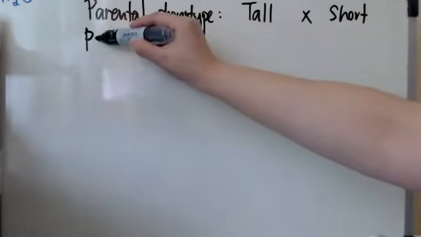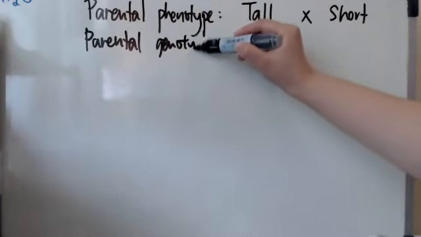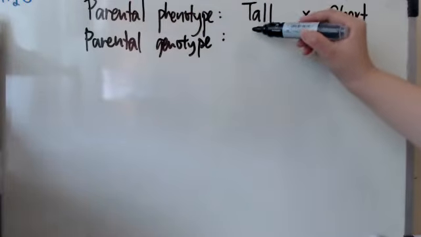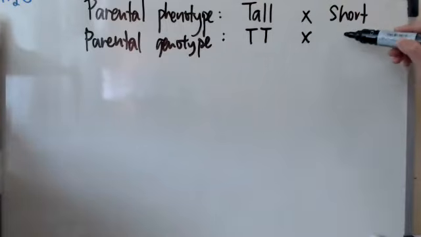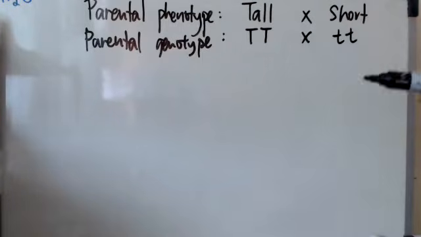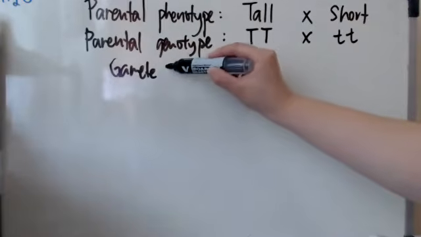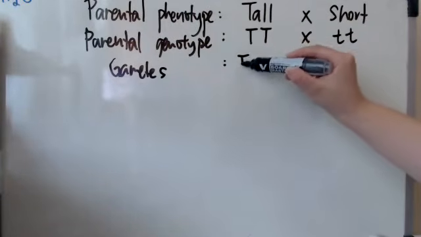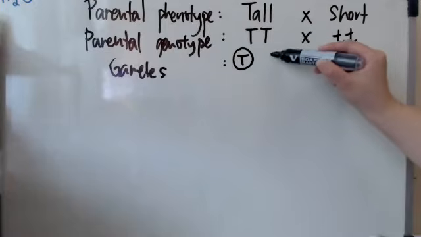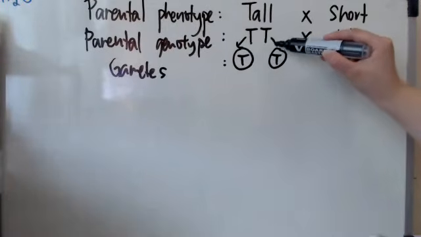Parental genotype, in this case, is a pure tall breed crossed with a pure short breed. Gametes produced: capital T and capital T. So basically you split them like this.